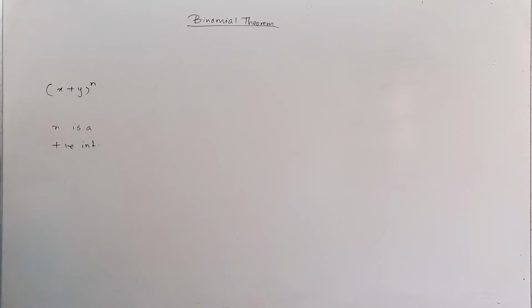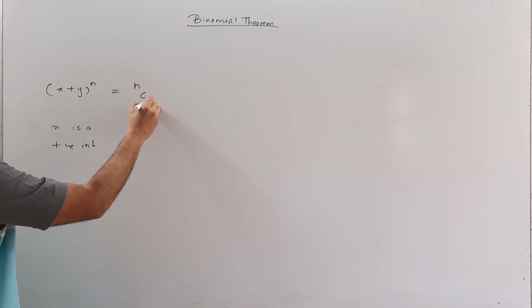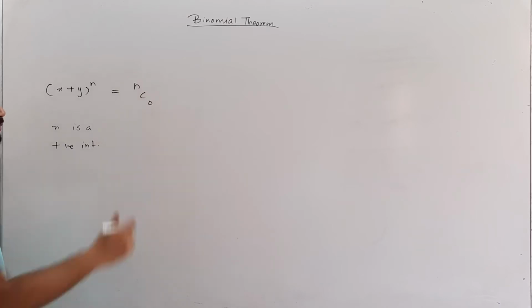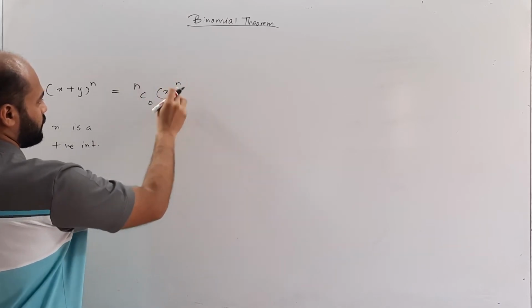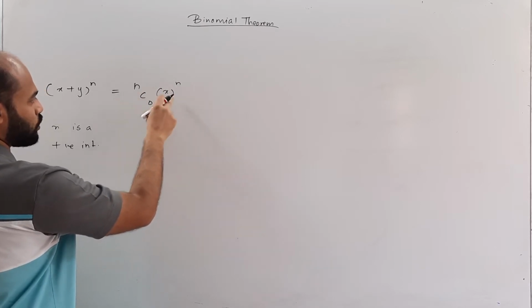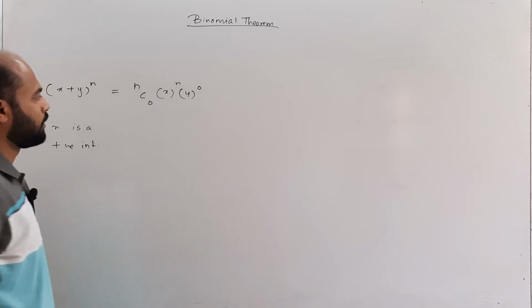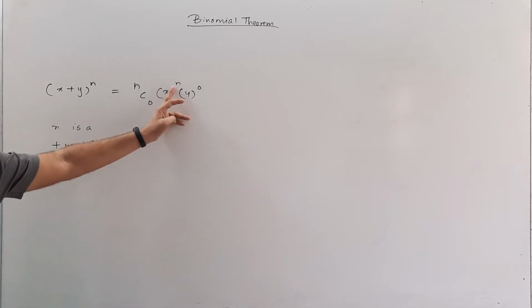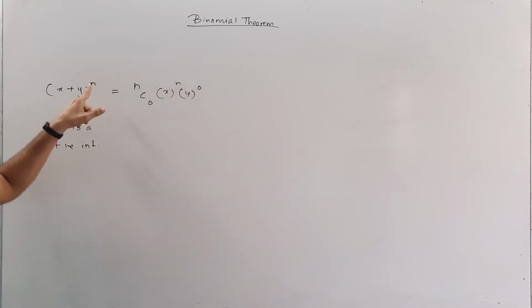If this is the case, then the expansion is as follows: nC0, this is the coefficient, x raised to n, that is n minus 0 is going to come over here, and this is y raised to 0, because the power of x and the power of y, if summed up, should give us n. So that's a very important condition.